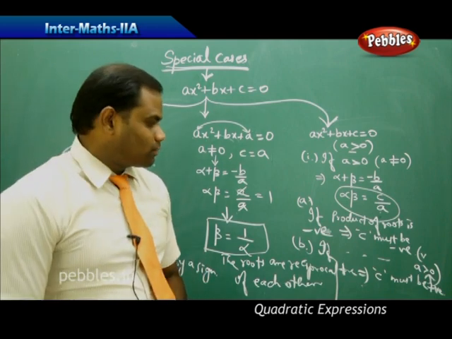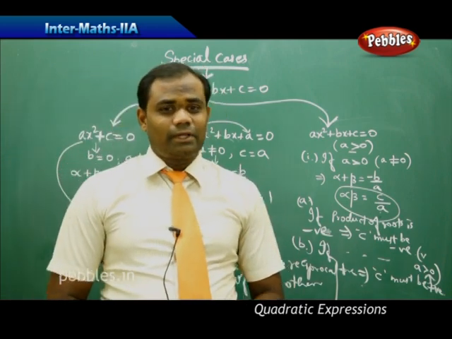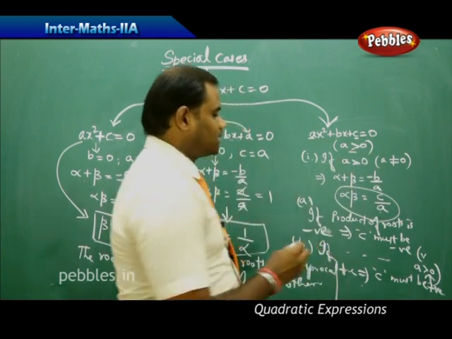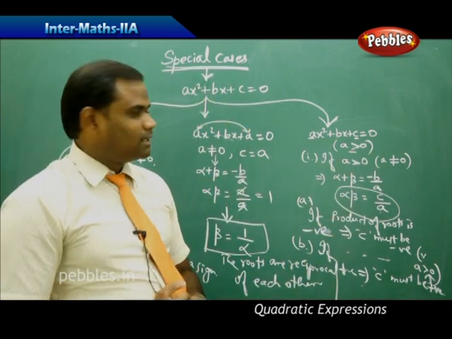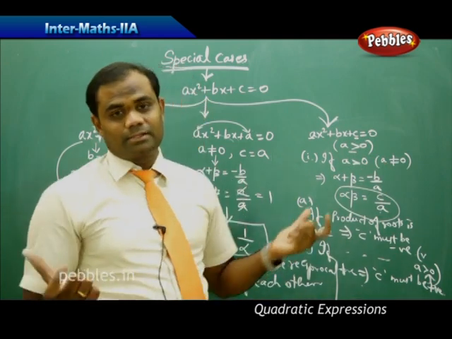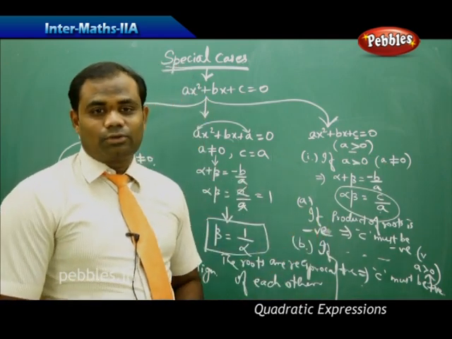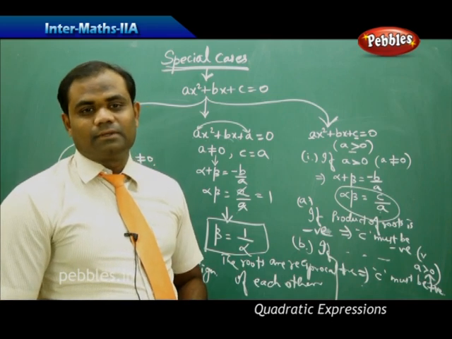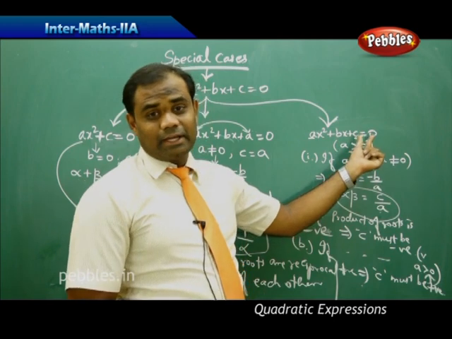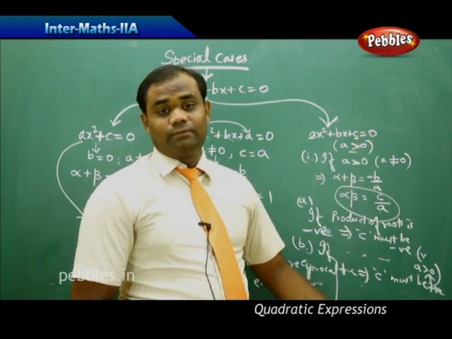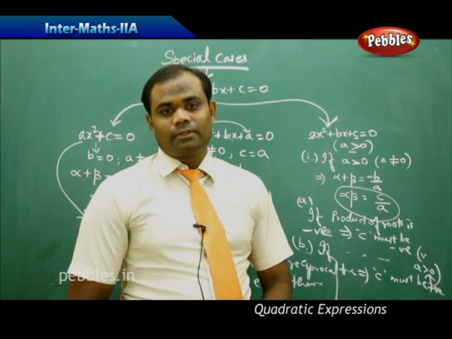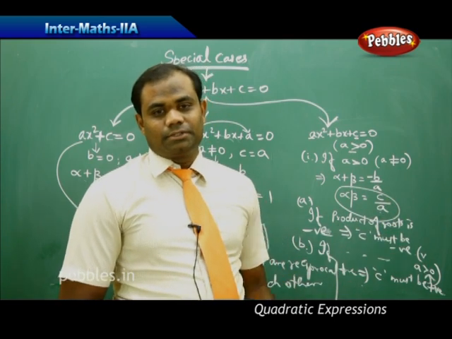So therefore, the product of roots defines the sign of a and c. That is, if a and c are positive, then the product of roots is positive. If a and c are of opposite signs, one being plus and one being minus, either way, then the product of roots will be negative. This is how we conclude, connecting the signs of a and c with the product of the roots, because alpha beta is c over a.